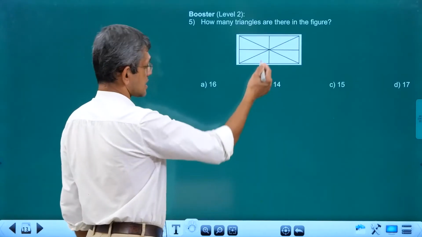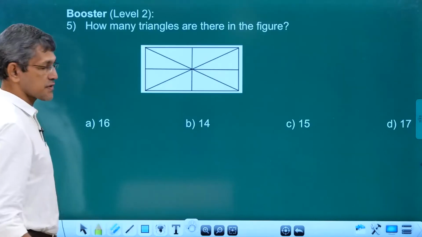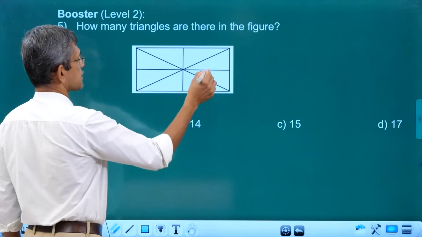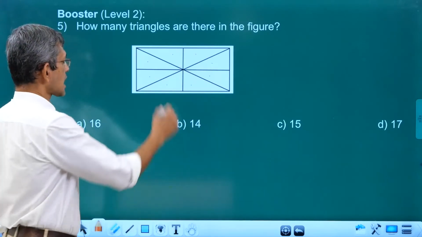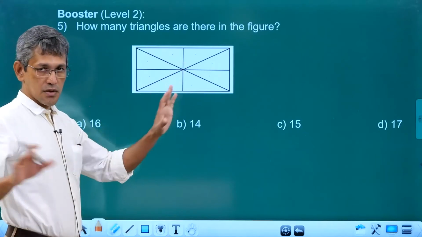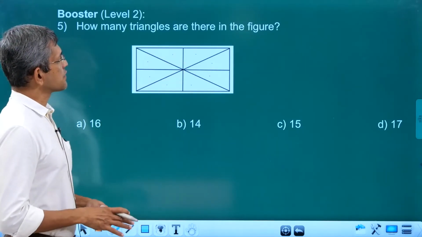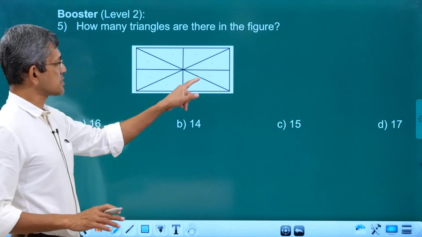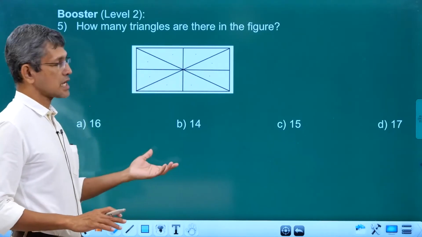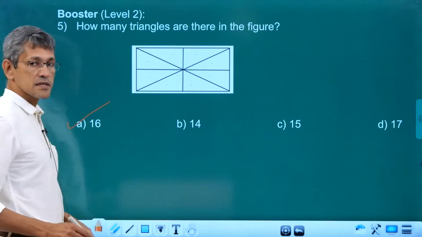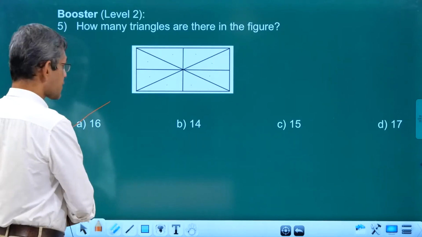In this case, rather than a square, it's a rectangle. First of all, we look for the number of pieces. Let's count: 1, 2, 3, 4, 5, 6, 7, 8. How many diagonals? 2 diagonals. It doesn't matter whether it's a square or a rectangle. We are looking for the triangles here. So the number of triangles would be the number of pieces into 2 diagonals. 8 into 2 is 16. The answer is 16. Let's go for the next one.